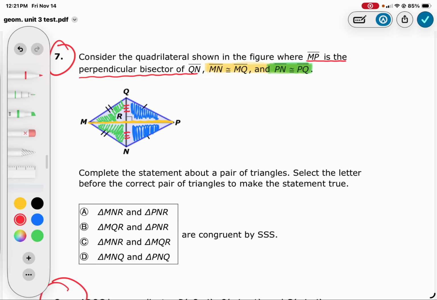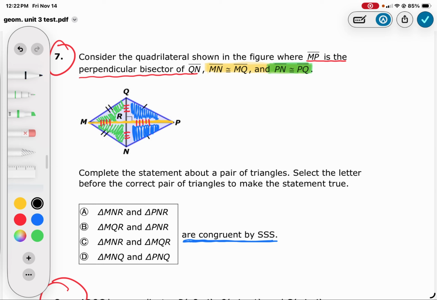So in other words, we could put another congruency marking here, but we would have to put 4. And then for that one, and then over here, we would have to put 5 because this is a different segment. So now, as we look at it, the green triangles are congruent to each other by side, right? And the blue triangles are also congruent to each other by side. And that's actually what they want us to figure out, which of these answer choices is congruent by side.